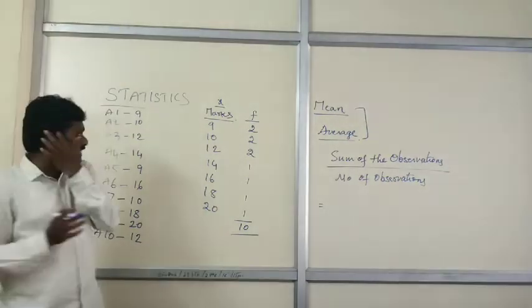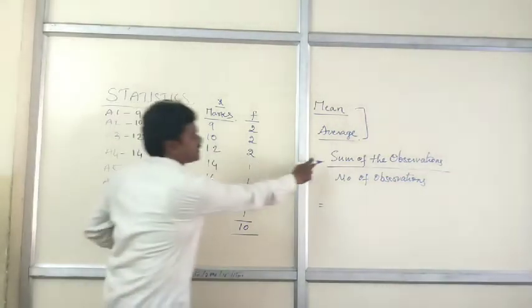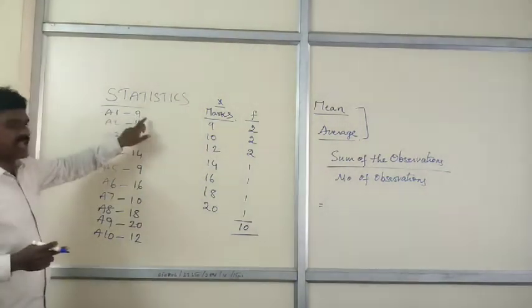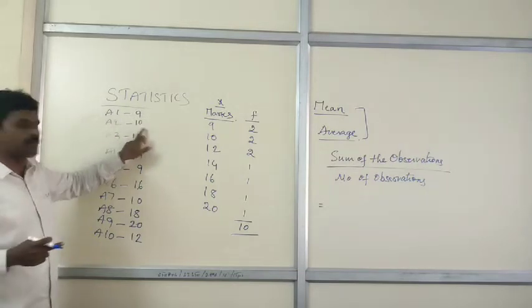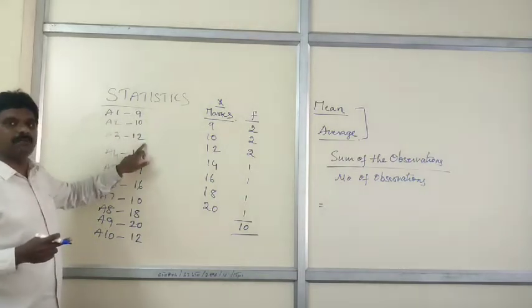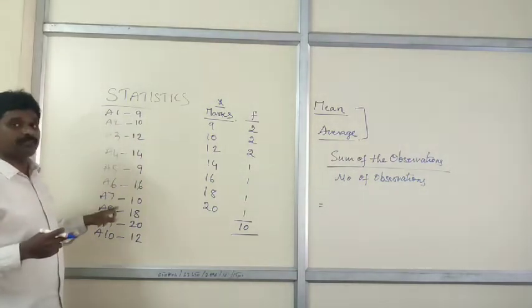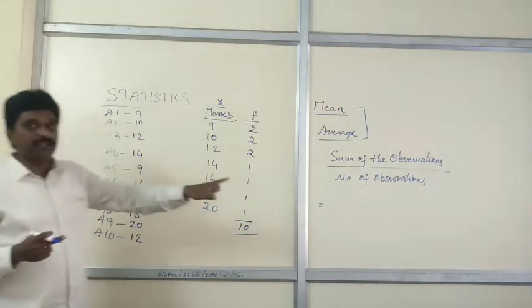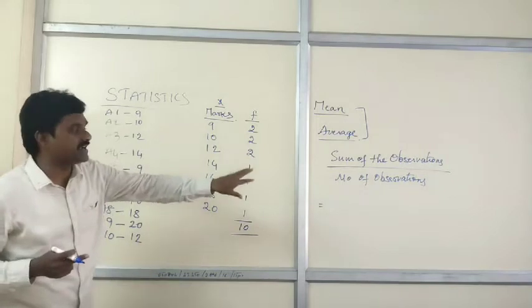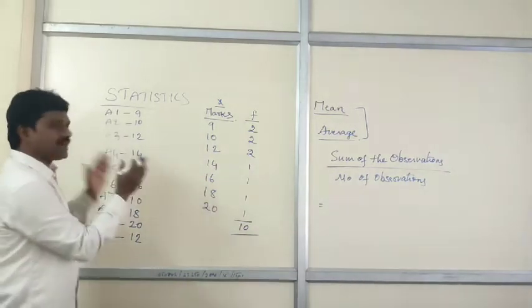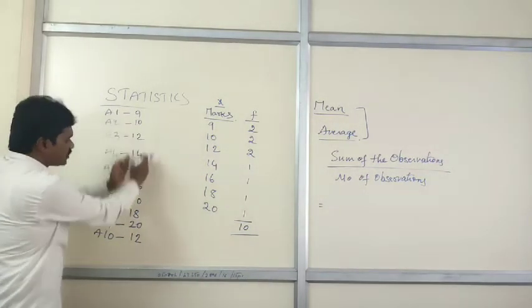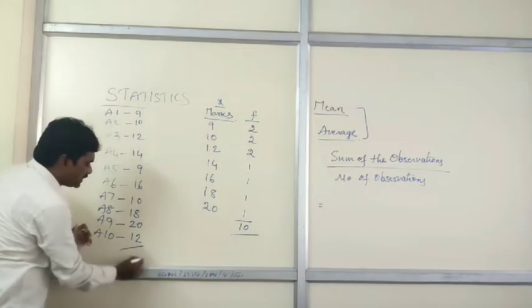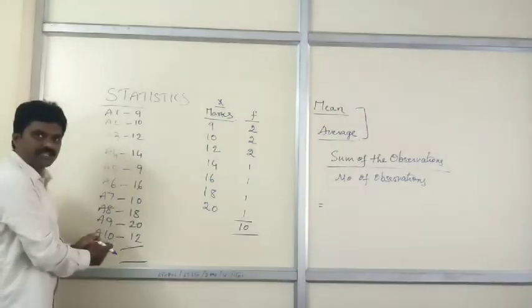If you observe clearly, for the sum of the observations, observation 1 is 9 marks, observation 2 is 10 marks, observation 3 is 12 marks, and so on. The mean is the sum of observations divided by the number of observations. So what is the sum of observations? If you add all these, you will get the sum of observations.